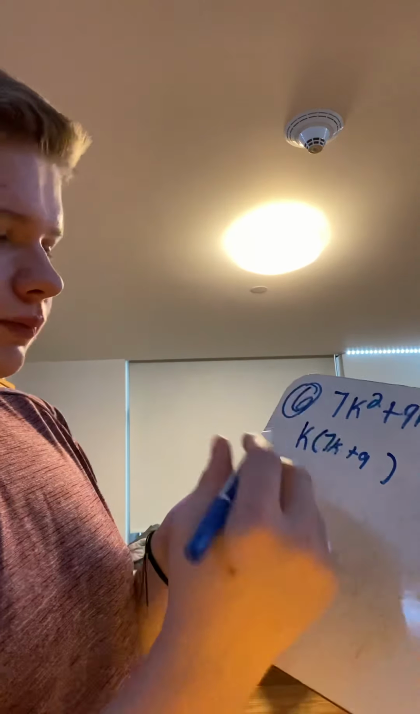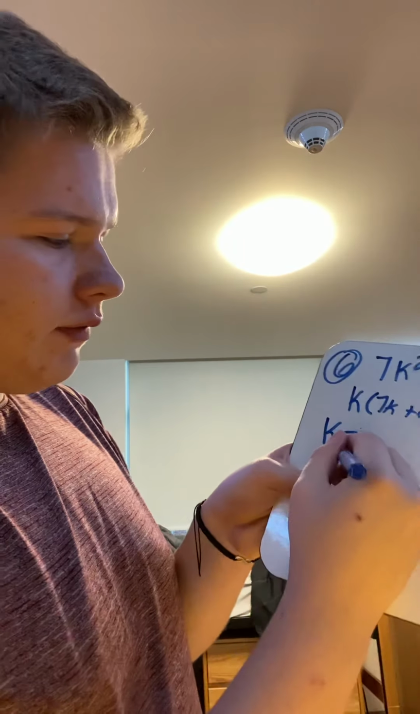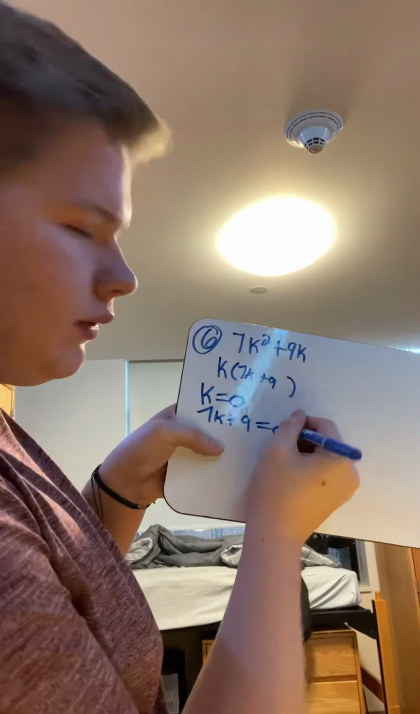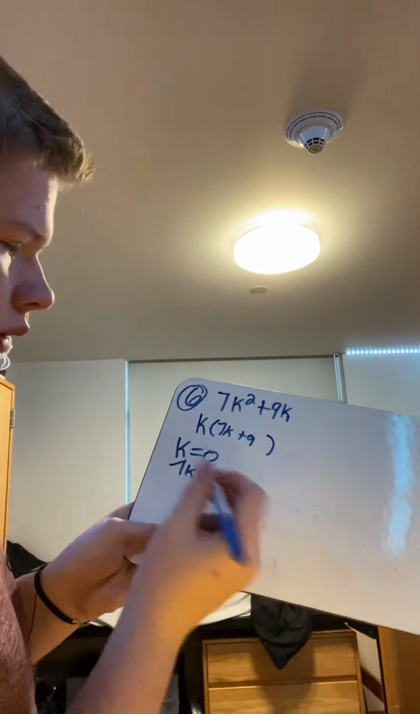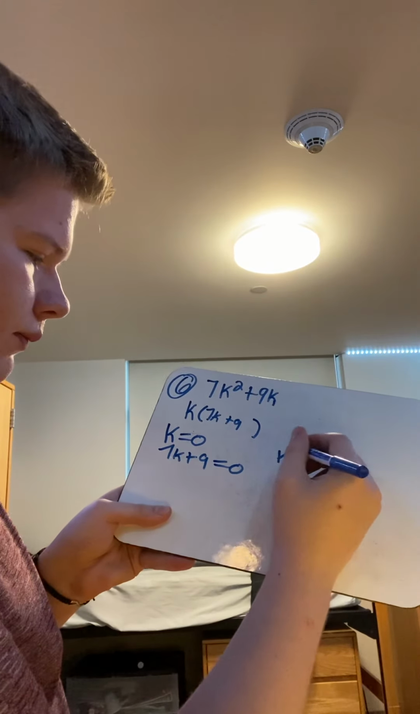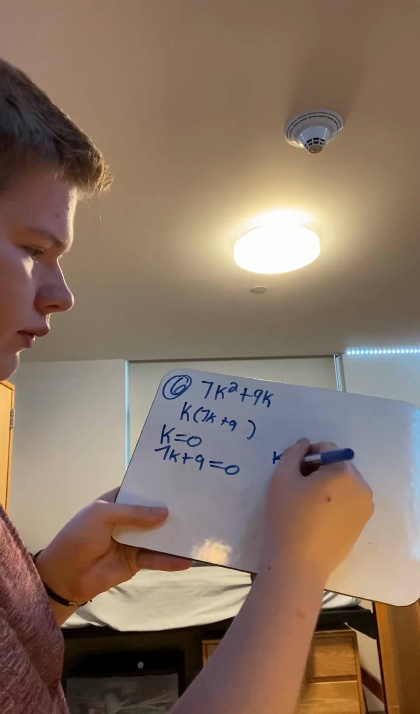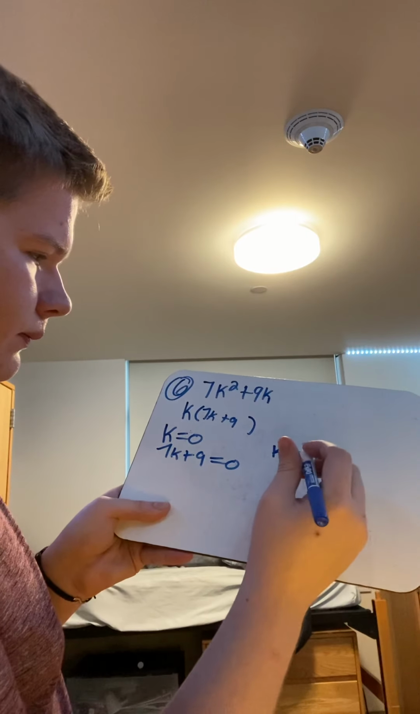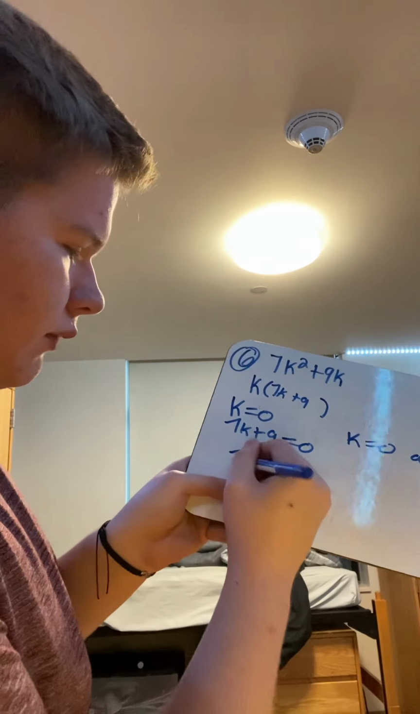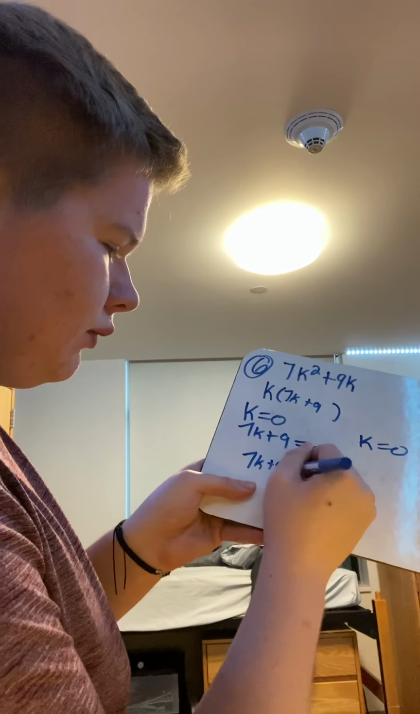And so now you must be like, how do we solve that? So we'll set k equal to 0. And then 7k plus 9 equal to 0. And oh, bang, we already got the first one. Make the k equals 0. And we'll solve this one. So it's 7k plus 9 equals 0.